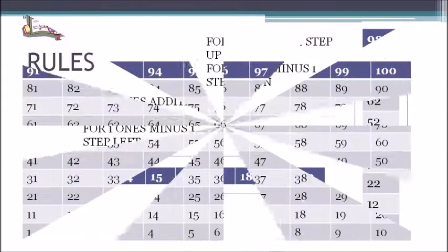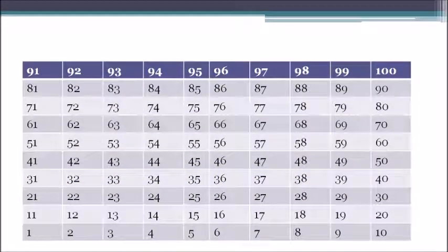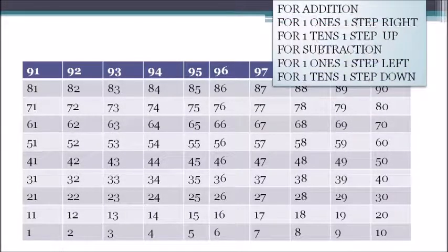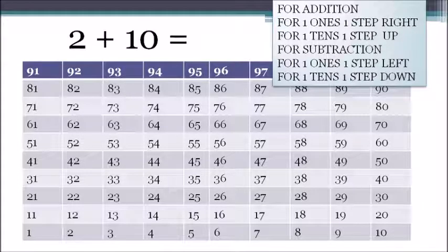Okay. So this is a number grid given on the screen, and let's recall the rules which we have just discussed before. In case of addition, for one ones, one step right in a row, and for one tens, one step up in a column. And for subtraction, we will see it later. Let's see the first question.